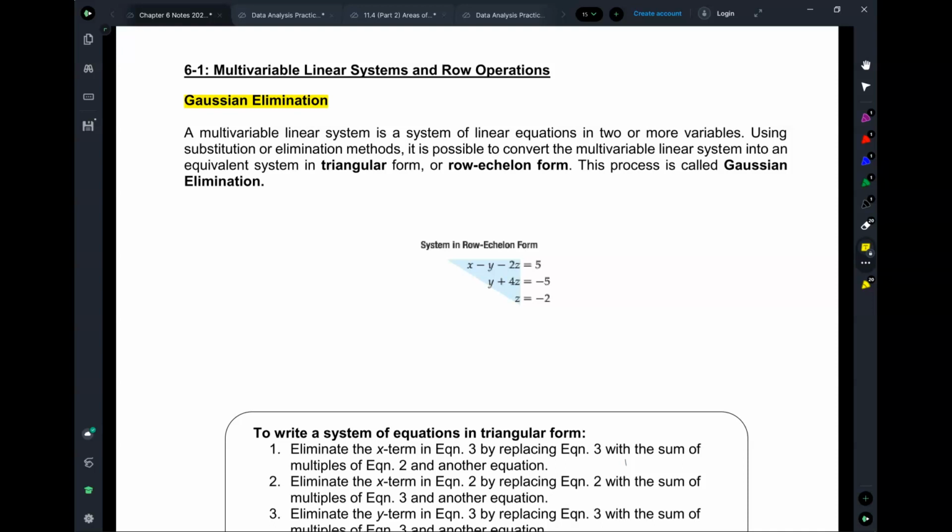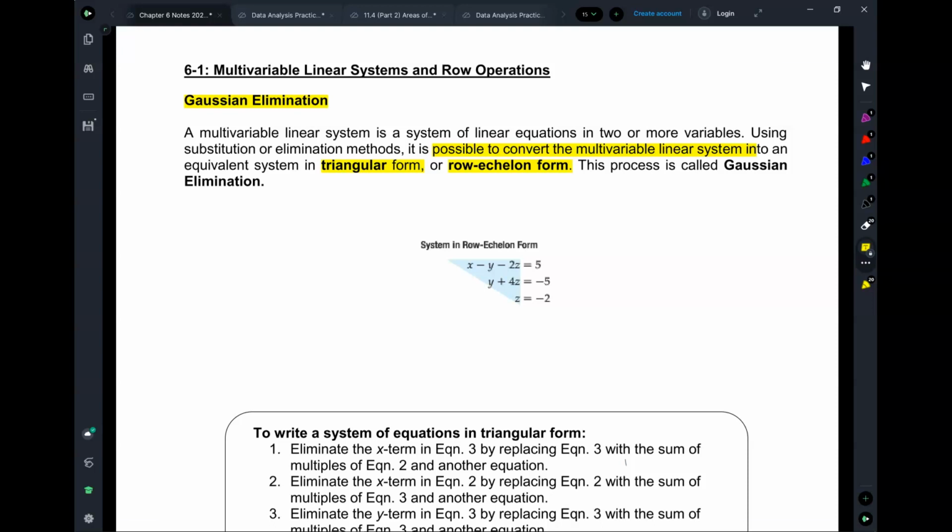So what we do is take 3 equations with x, y, z variables, and that's called a linear system. We can convert them into what we call triangular form, or it's also called row echelon form. What does that mean?